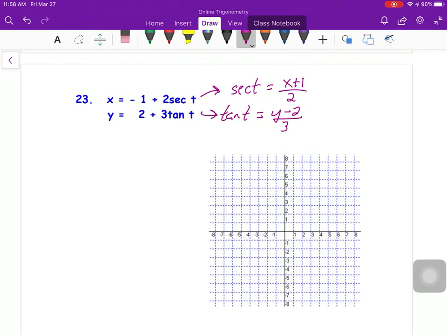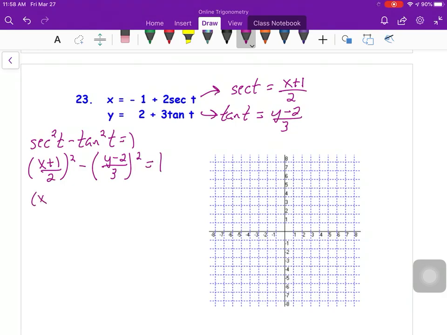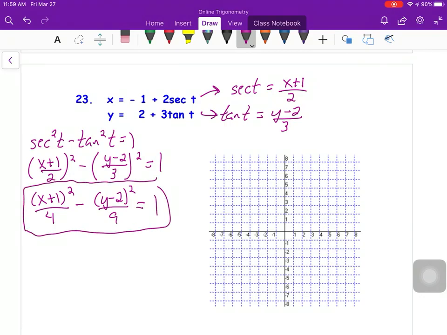But now we have to use a different Pythagorean identity. We have to use the one that contains the secant and the tangent. So that one is secant squared t minus tangent squared t equals 1. And we'll replace the secant t with x plus 1 over 2. We'll replace the tangent with y minus 2 over 3. And then we will square them. x plus 1 squared over 4 minus y minus 2 squared over 9 equals 1. This one, where we have the subtraction, is the hyperbola.